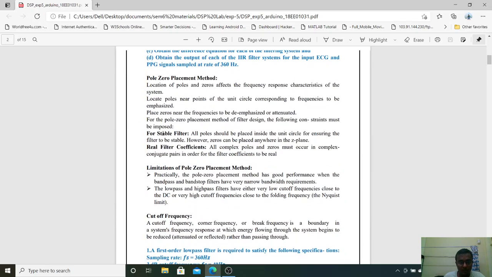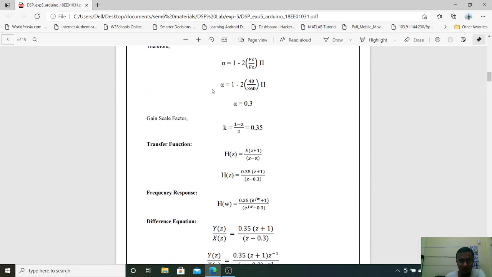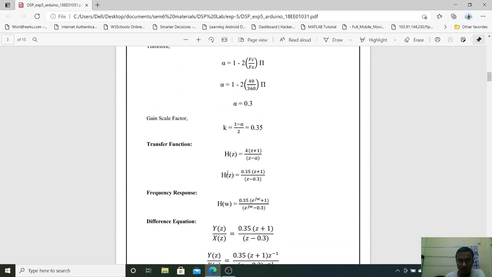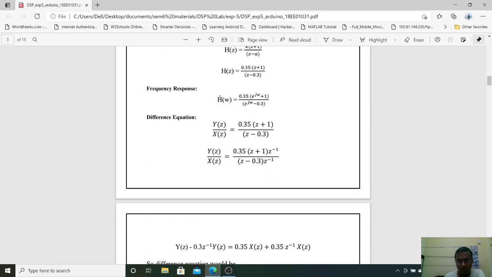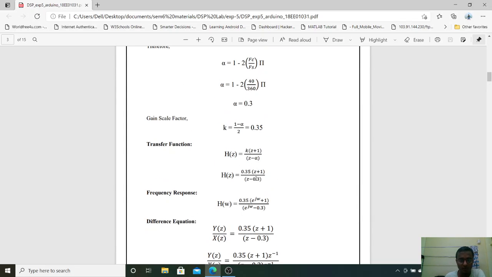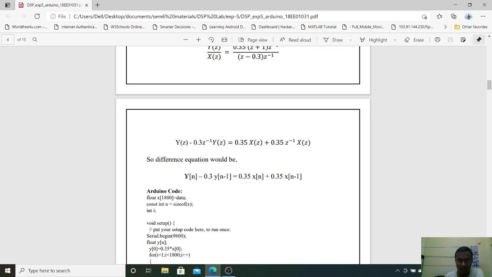I explained the theory part in the earlier video, but a low pass filter will be passing the low frequency signals and attenuating all other frequencies. Accordingly we have got the transfer function H of z equal to K into z plus 1 by z minus alpha. For getting the frequency response, we will put z equal to e to the power j omega. We can put this because the ROC includes the unit circle. After that, for getting the difference equation we will put H of z equal to Y of z by X of z, and from there we will get the difference equation.